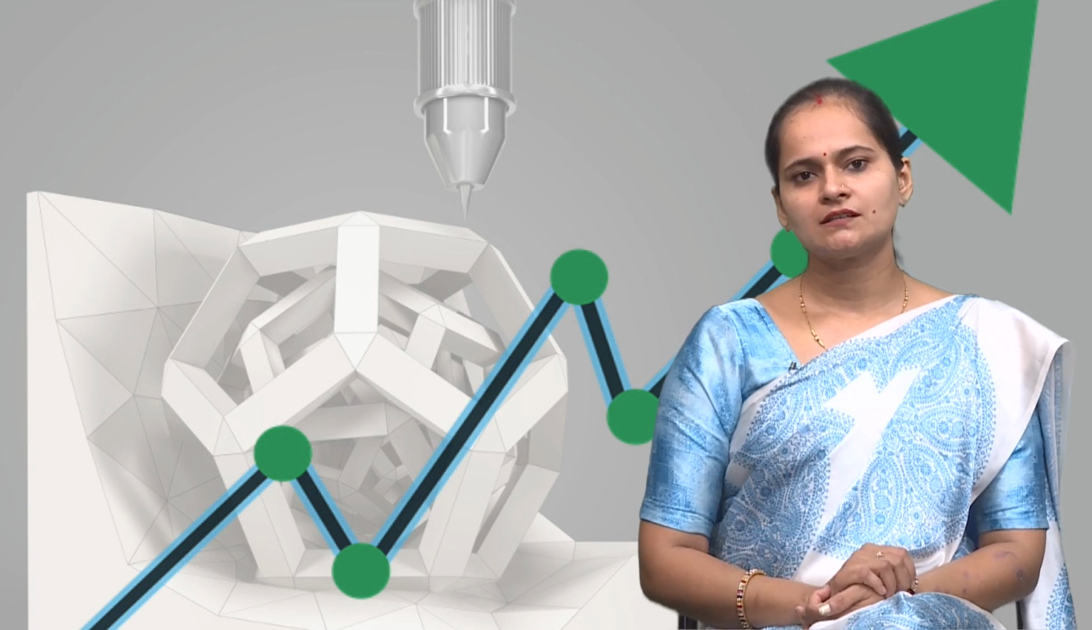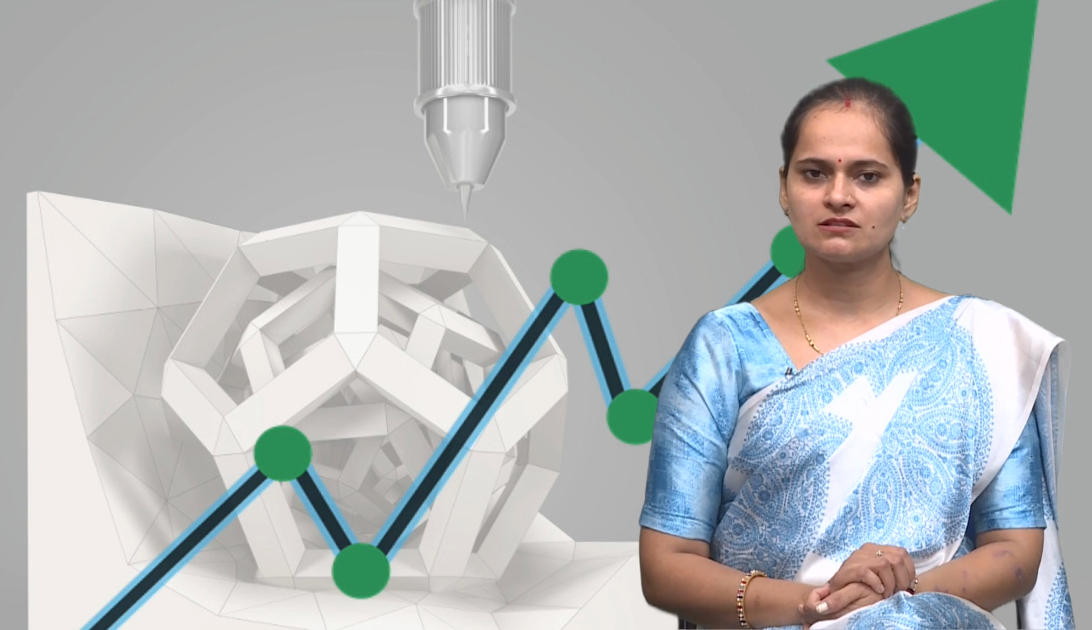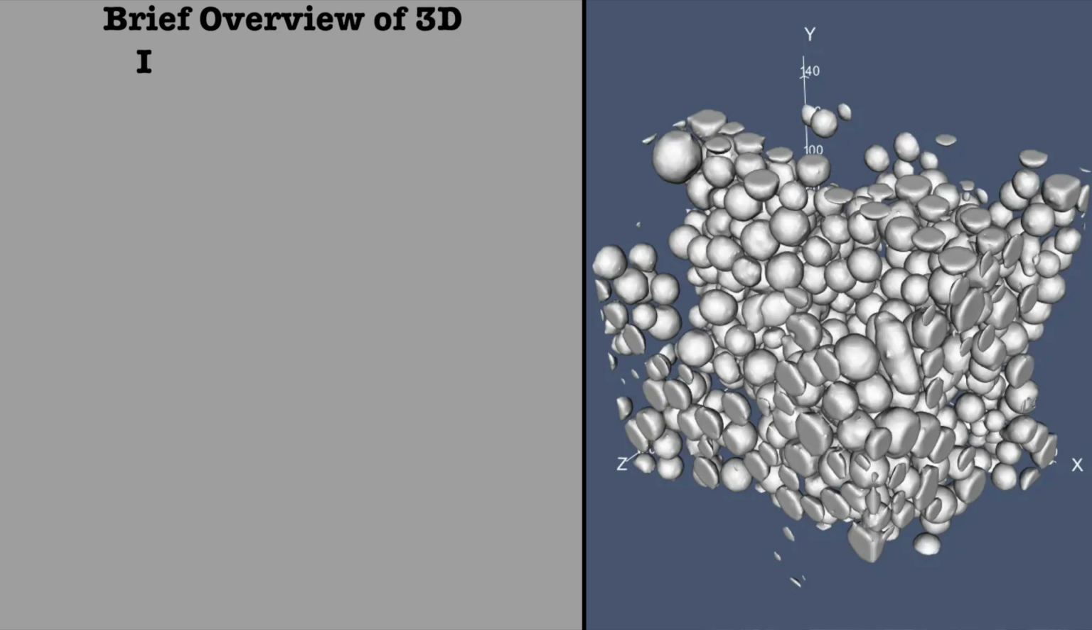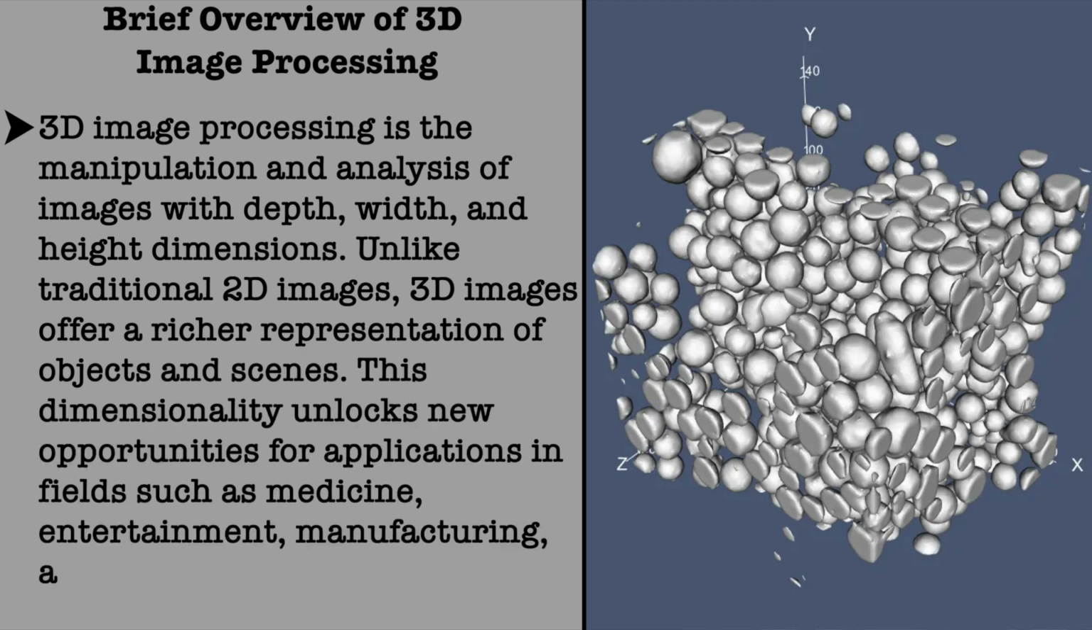So let's begin with the detailed understanding of today's lecture on 3D image filtering and segmentation. A brief overview of 3D image processing: 3D image processing is the manipulation and analysis of images with depth, width and height dimensions. Unlike traditional 2D images, 3D images offer a richer representation of objects and scenes. This dimensionality unlocks new opportunities for applications in fields such as medicine, entertainment, manufacturing and more.